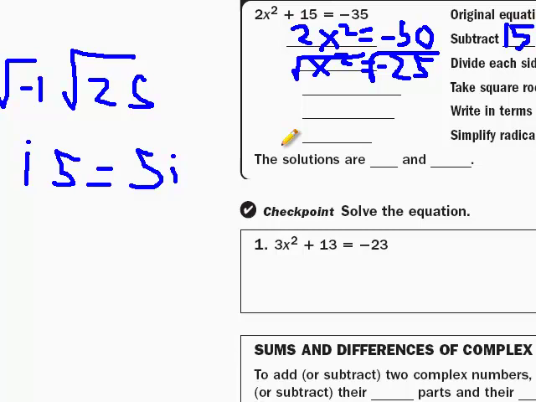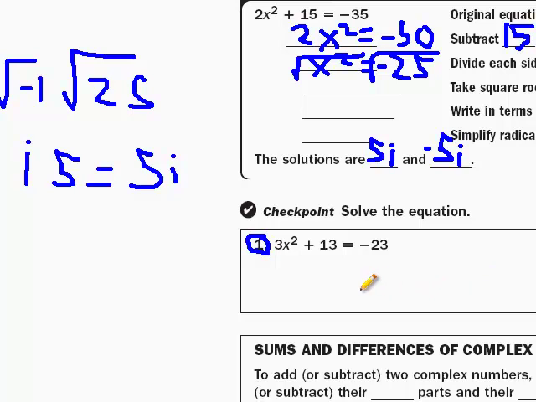Don't forget, just like we did a couple lessons ago, when you square root both sides, you can't just have 5i. You have to have the positive 5i, but also the -5i. I'm going to give you just a couple of minutes to work on question number 1 there. Go ahead and pause the video and work on that.